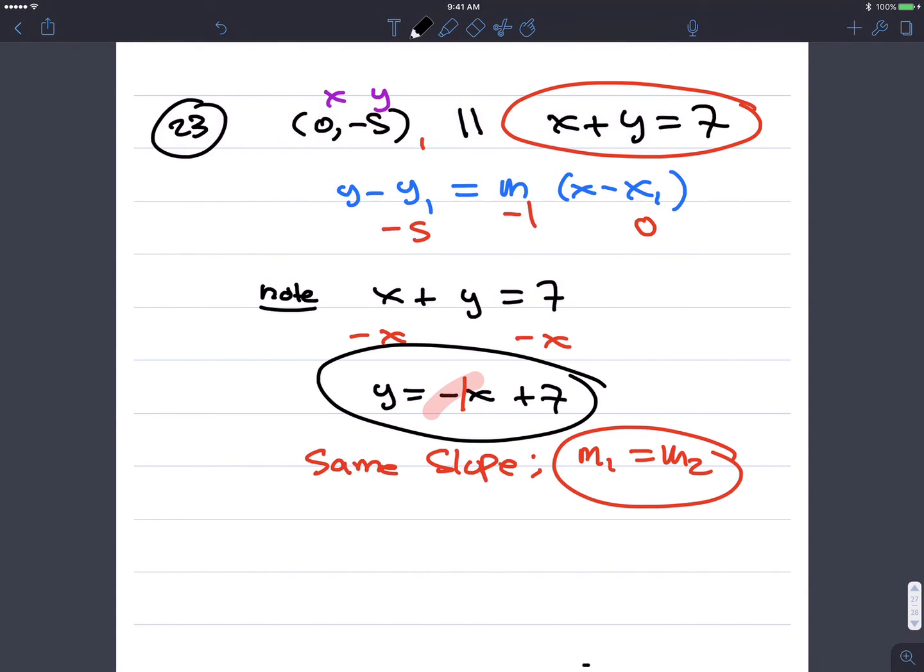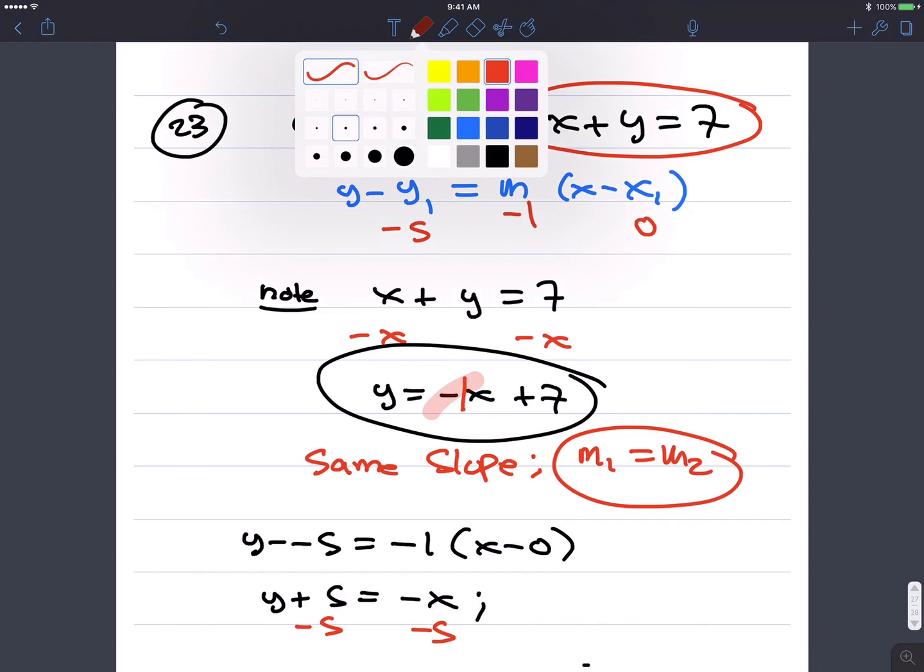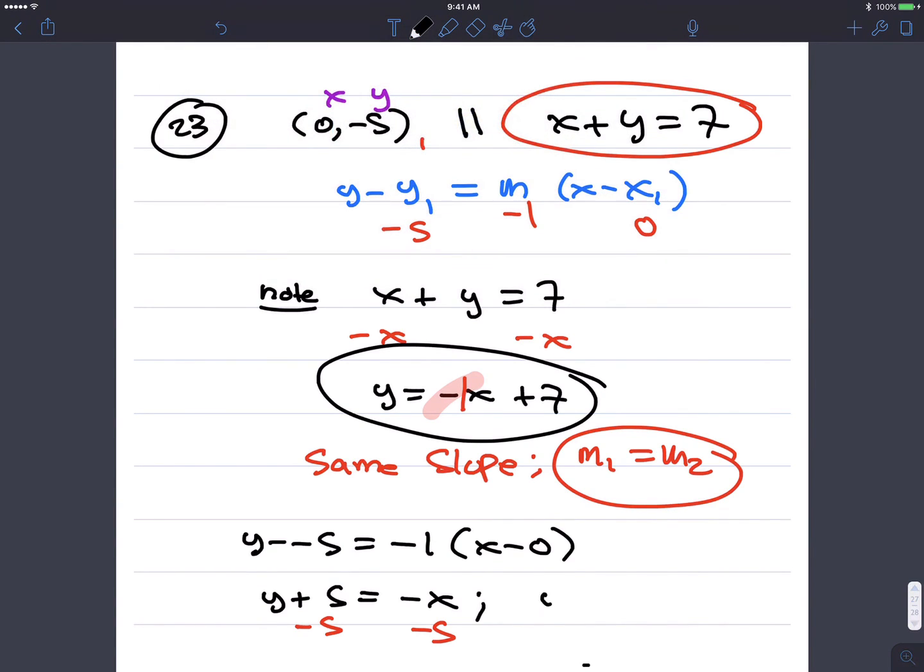We end up with y minus a -5 is -1 times x minus 0. Or y plus 5 is -x. I'm going to subtract 5 from both sides. You end up getting y is -x minus 5. And you're done.